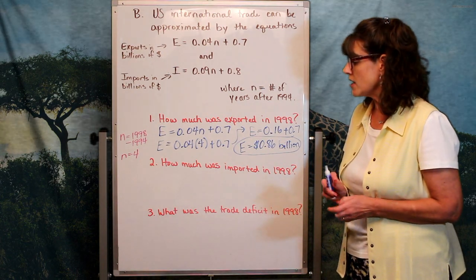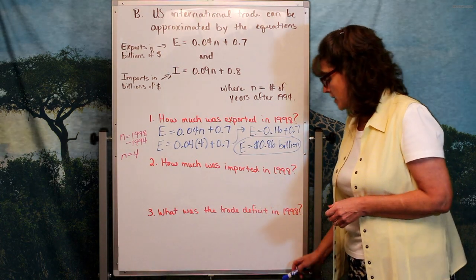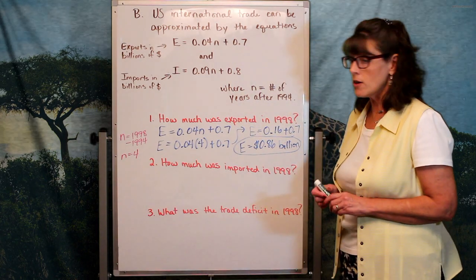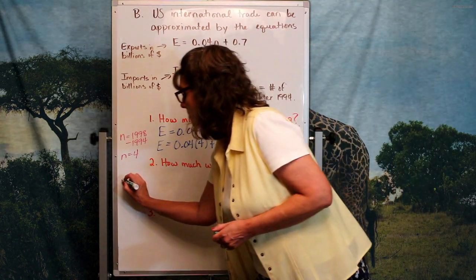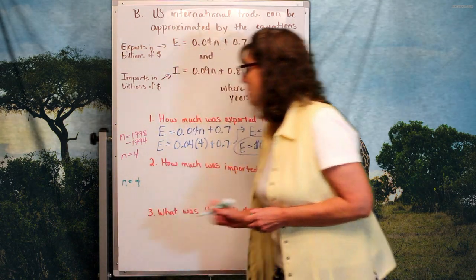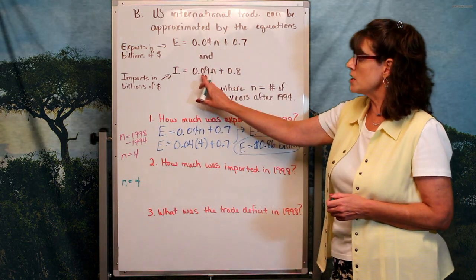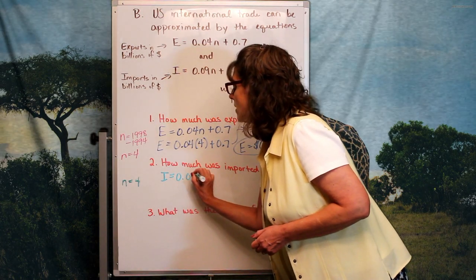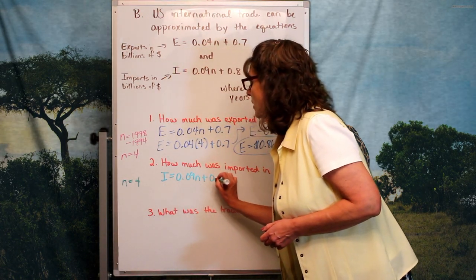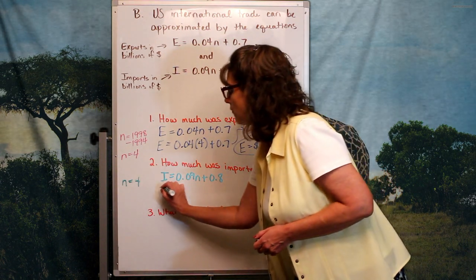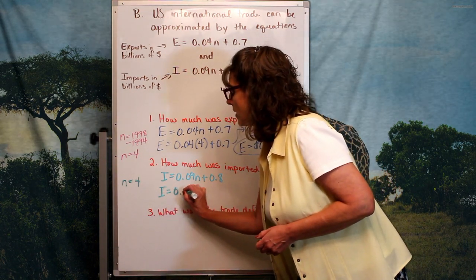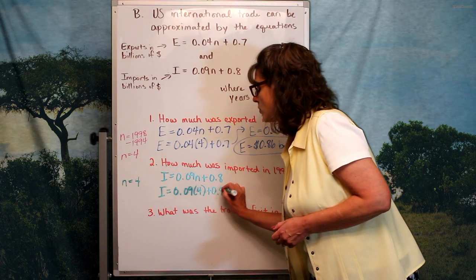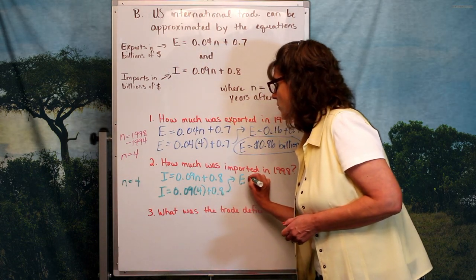Now let's take a look at the second question. How much was imported in 1998? It's the same year, so I know my N is still going to be 4 once again, but now I'm looking at import. So that's going to be the second equation, I equals 0.09 N plus 0.8, and once again the N is going to be a 4. So I'm going to plug that 4 in there, and once again follow order of operations, which says let's do that multiplication first.